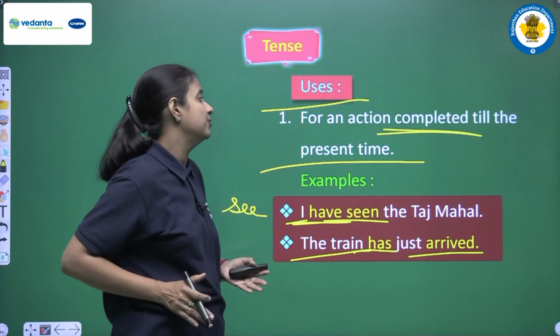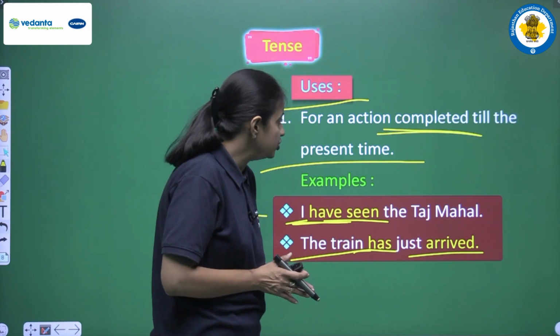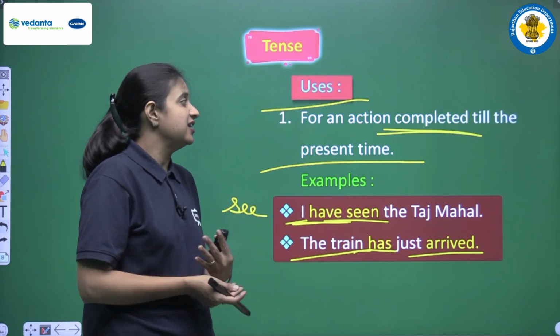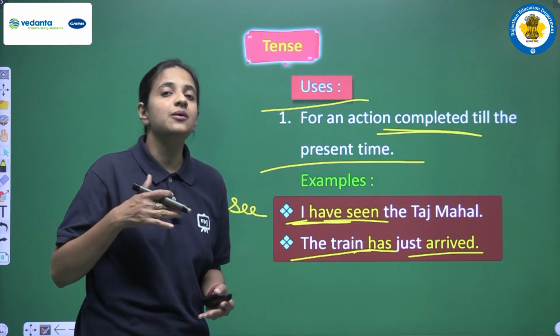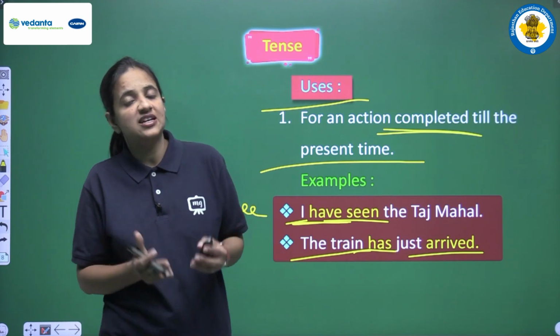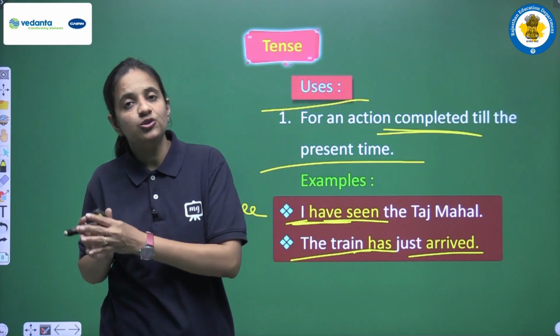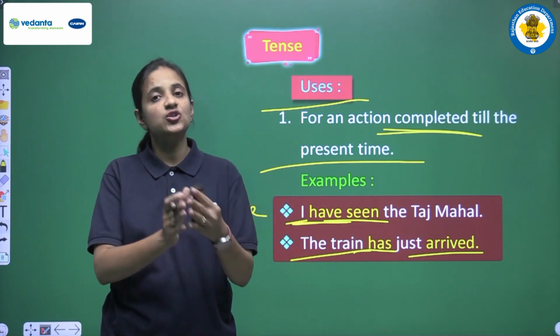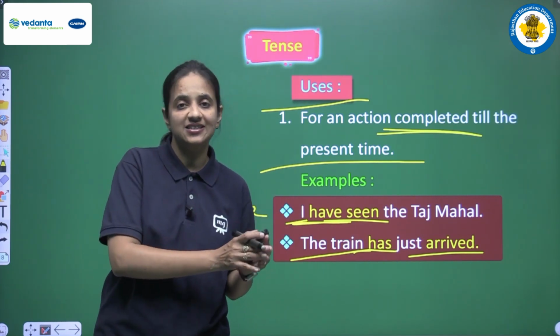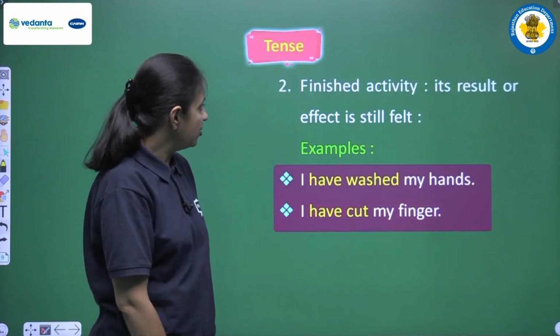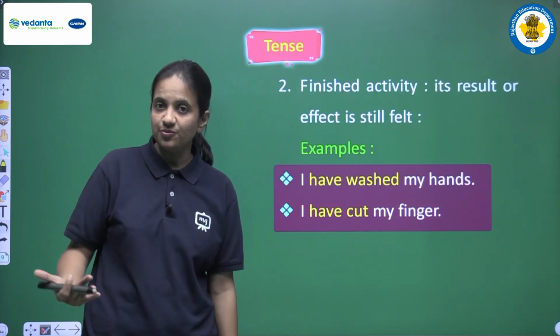Let's understand one more time that this tense is used to show the actions that are completed till the present time. Okay, so present time तक जो perfectly complete हो गए हैं. Okay, so to show all those sentences we use present perfect tense. Clear? Next, moving on, we are having one more use of present perfect tense.